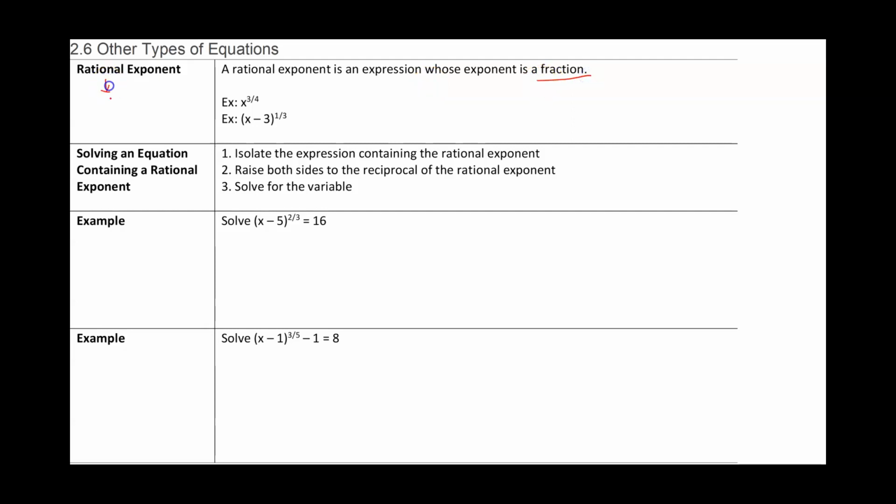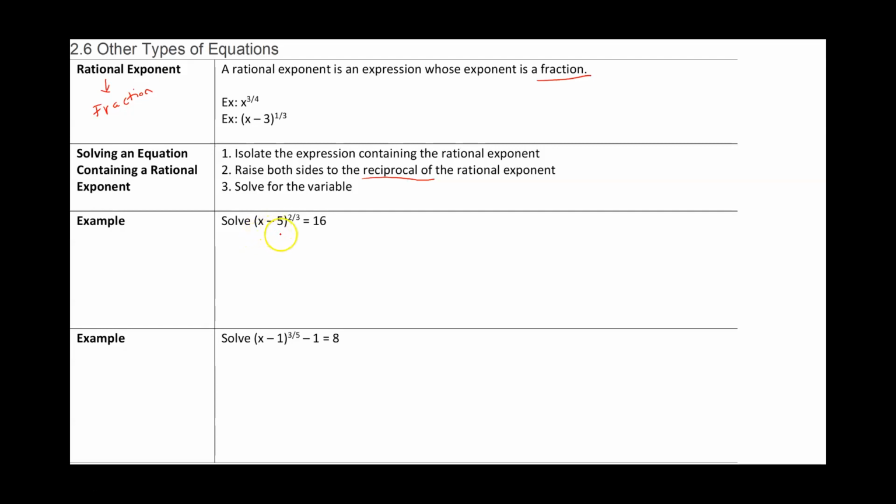The word rational refers to a fraction. Example, x to the 3/4, or x minus 3 raised to the 1/3 power. To solve an equation containing a rational exponent, we need to first isolate an expression containing the rational exponent. Two, we have to raise both sides to the reciprocal of the exponent, and then we solve for the variable. Let's start with the first one.